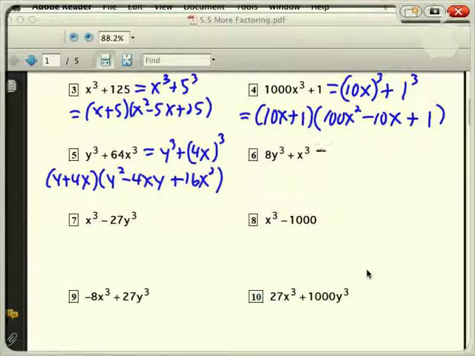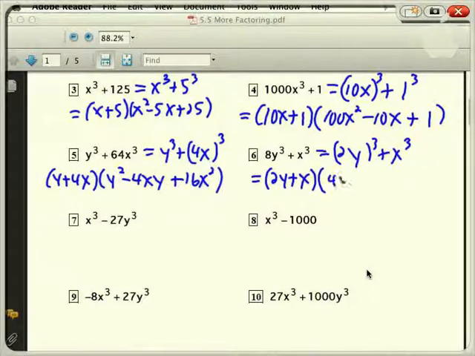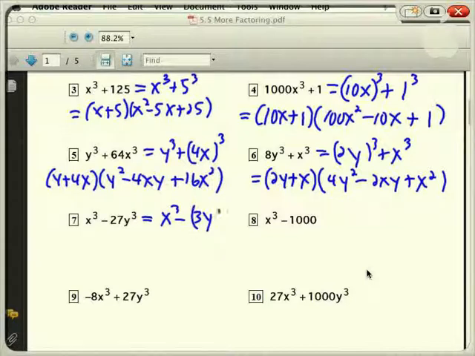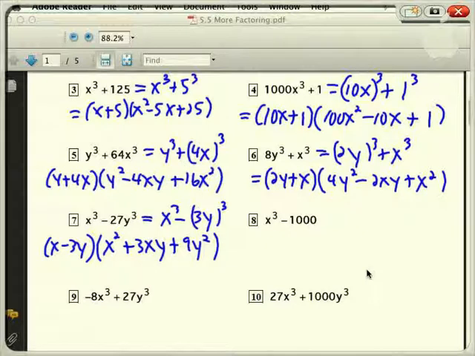In number 6, this is the same thing as 2y quantity cubed plus x cubed. So we'll have 2y plus x times 2y quantity squared, which is 4y squared, minus 2xy plus x squared. You can always check these by multiplying them out. In number 7, we have x cubed minus 3y quantity cubed. So this will go x minus 3y times x squared plus 3xy plus 3y quantity squared, which is 9y squared.